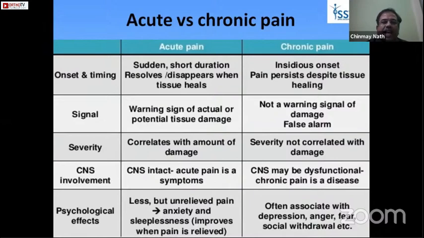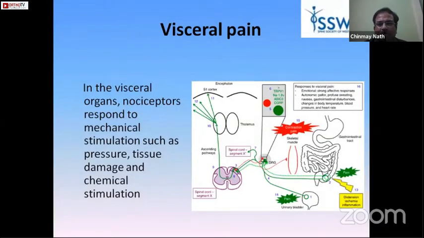Acute pain is sudden and of short duration, while chronic pain is insidious and may persist after the healing of the lesion. There is a warning sign of actual or potential tissue damage in acute pain, and it may not be present in chronic pain. The acute pain severity correlates with the amount of tissue damage, whereas in chronic pain, severity may not be related to the tissue damage, and there may be a psychological aspect in chronic pain. CNS involvement is also present in chronic pain.